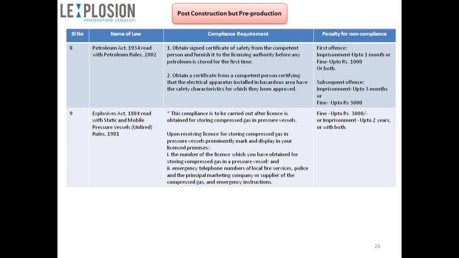you need to ensure that the license is prominently marked and displayed in your premises. The number of the license which you obtained has to be mentioned. The emergency telephone numbers of the local fire services, police and principal marketing company all have to be mentioned and displayed in your licensed premises.